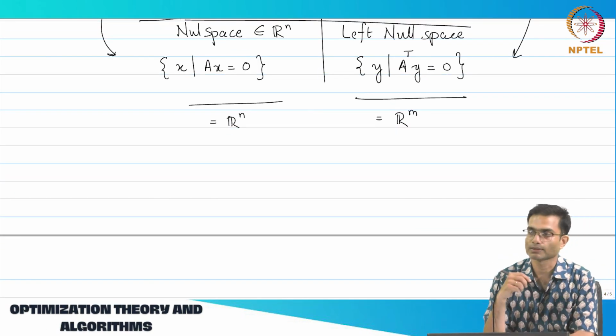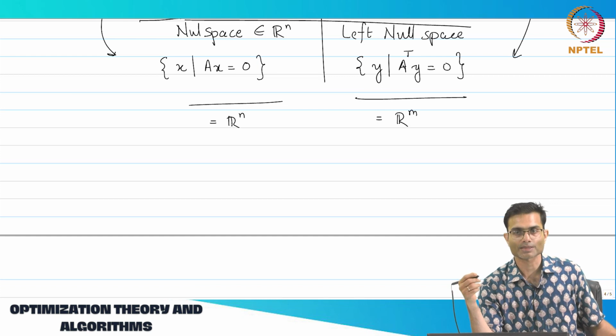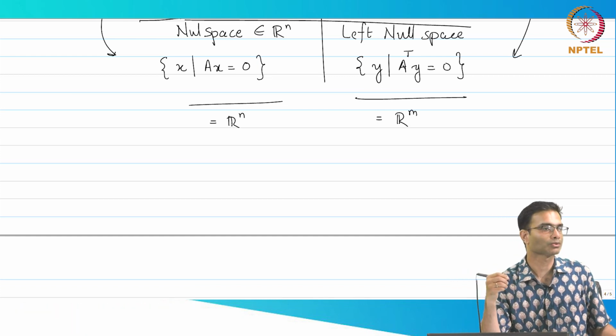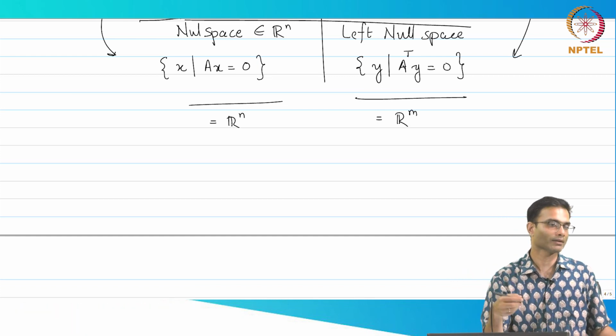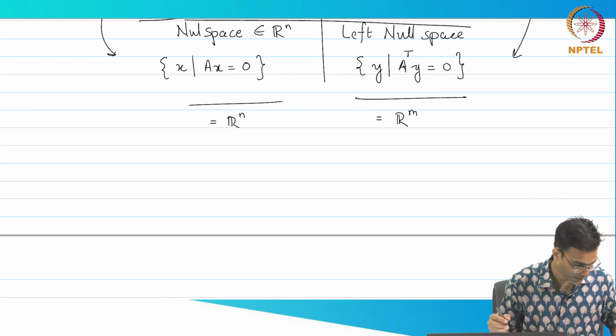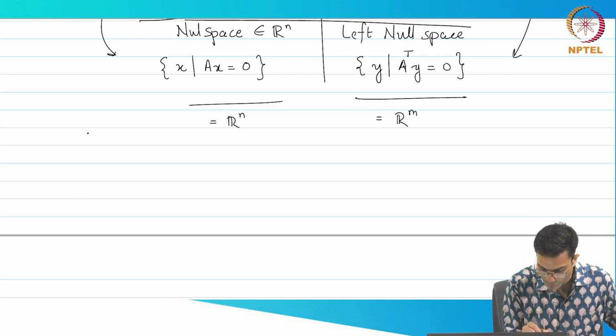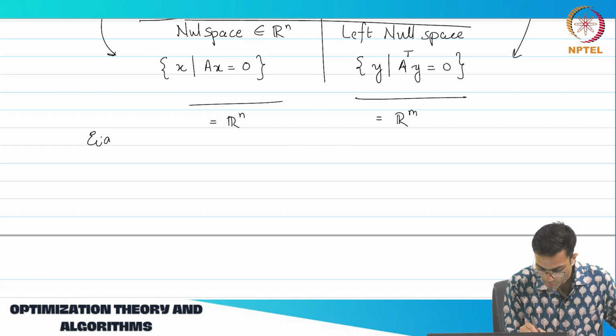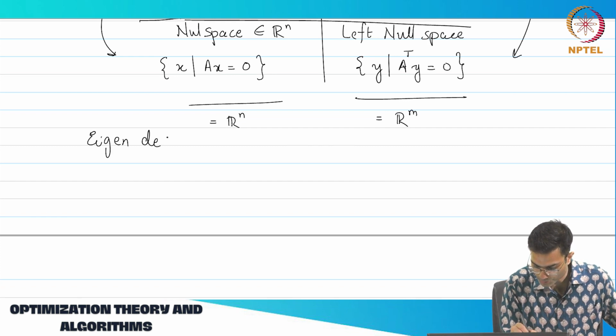So, moving on from the fundamental subspaces of a matrix, the next thing is the eigen and SVD decomposition of a matrix. Let's start by looking at eigenvalues, the eigen decomposition.